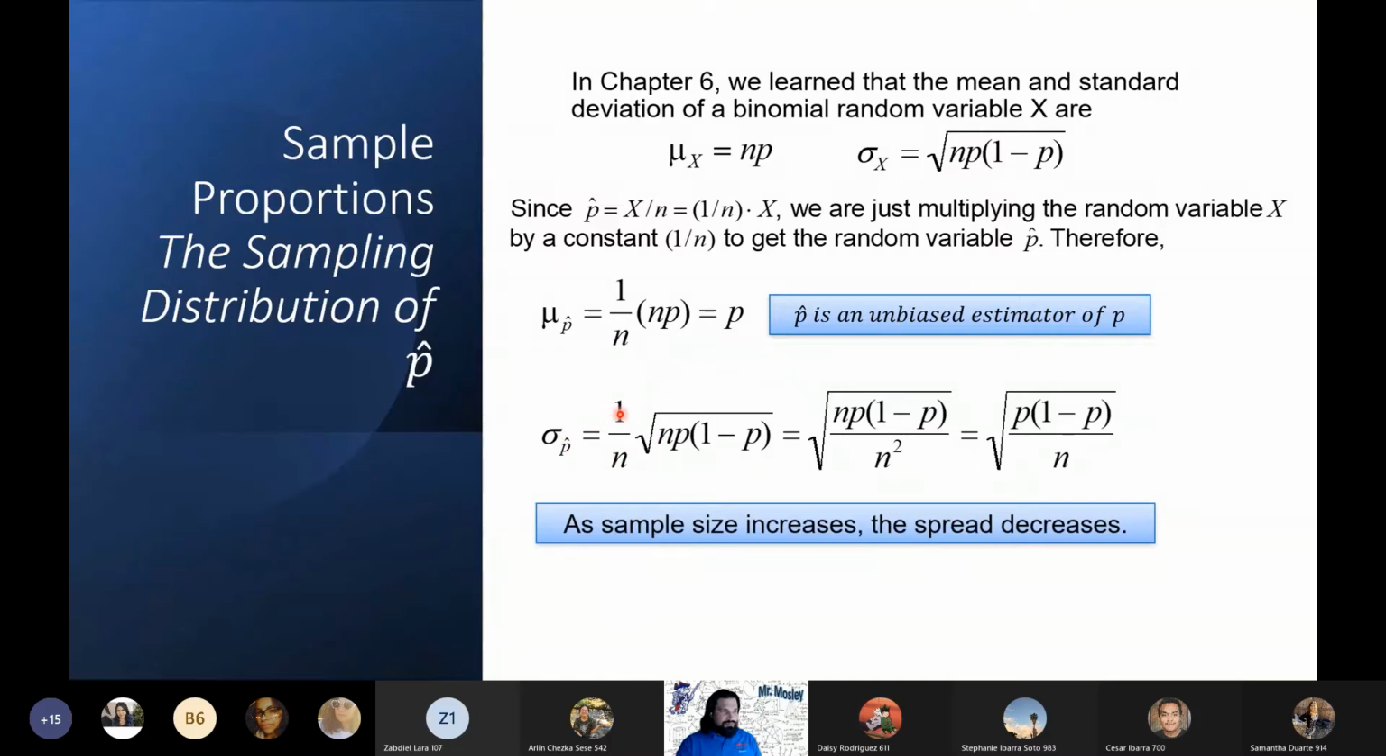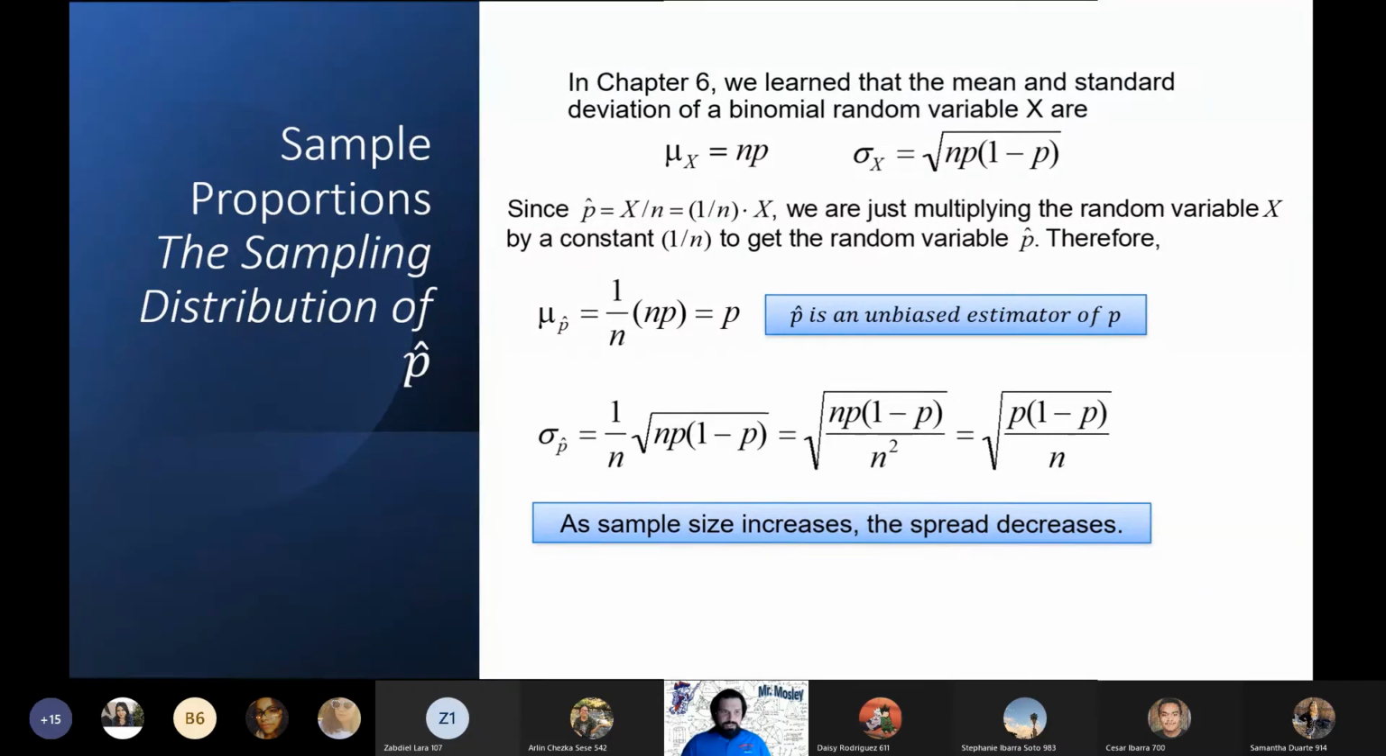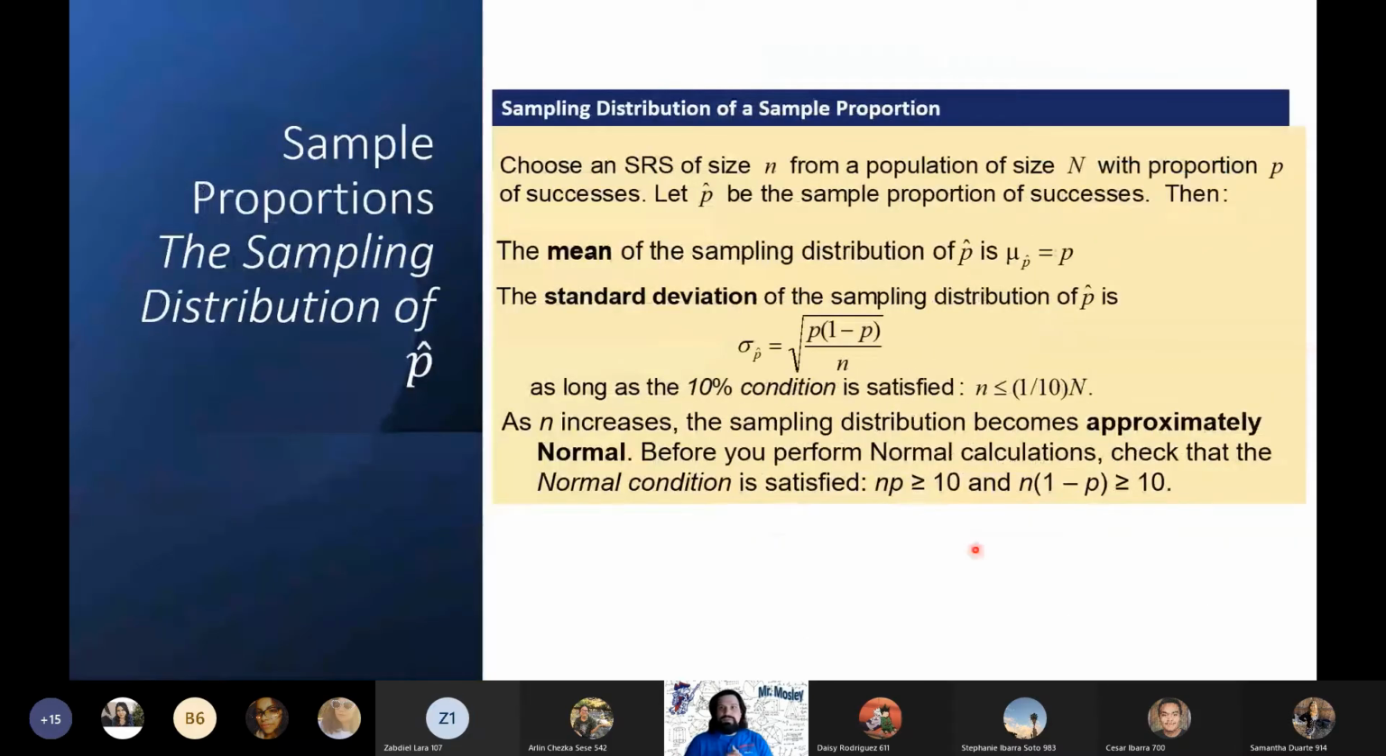The standard deviation is equal to 1 over n times the square root of np times 1 minus p, which is equal to the square root of np times 1 minus p over n squared, which is equal to the square root of p times 1 minus p over n. So we end up with this formula. As sample size increases, the spread decreases. This is a result from section 7.1. Larger sample size, less variability, less spread.